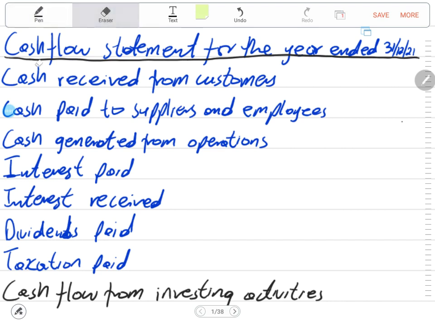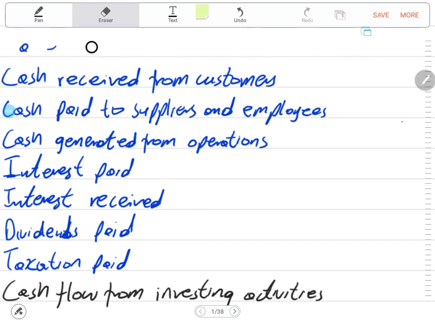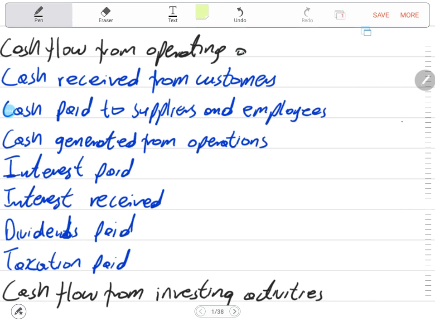So the first one is the cash flow from operating activities. I don't know how I forgot this one. We have our cash flow from operating activities, and this is where we begin. Then we have cash received from customers, cash paid to suppliers and employees, and the difference between the two will give us cash generated from operations. The cash generated from operations comes from the reconciliation note. You'll see that in the next recording.